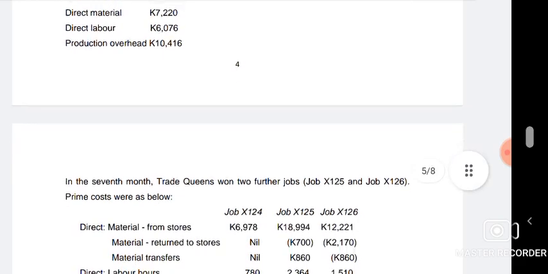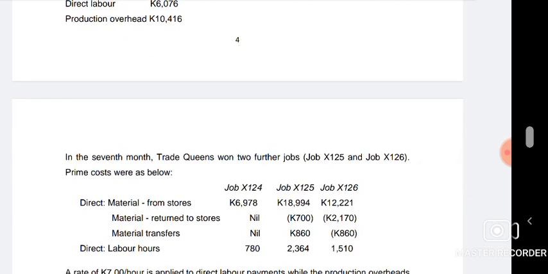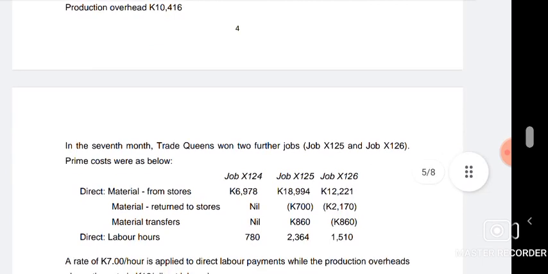Secondly, we look at job X125. How do we find the material costs? Well, the details for X125 started just here, where they've shown us that it had some material from stores of 18,994. It also had some material returns to the stores and material transfers. So how are we going to find the cost given all these material cost details?